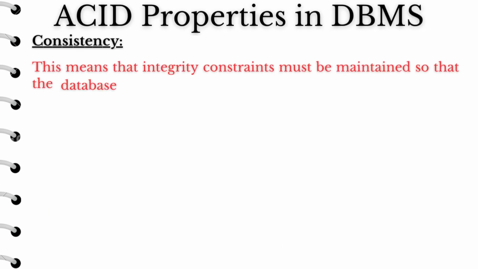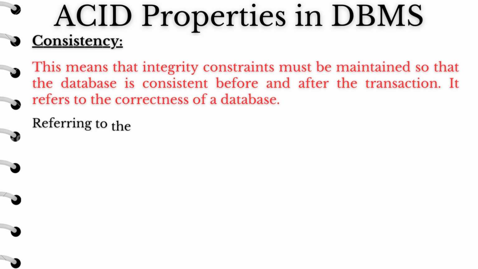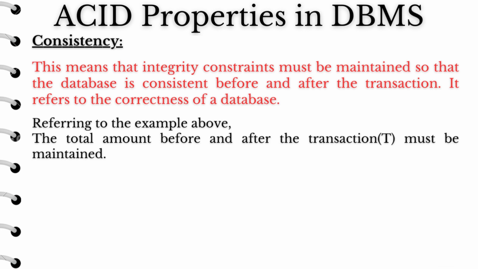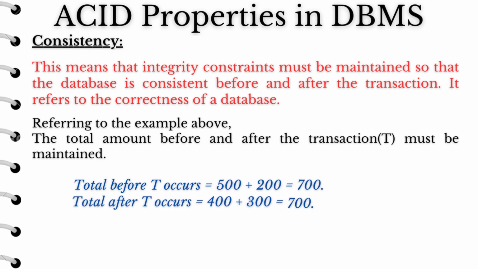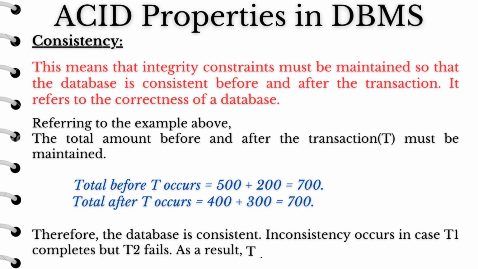Consistency. This means that integrity constraints must be maintained, so that the database is consistent before and after the transaction. It refers to the correctness of a database. Referring to the example above, the total amount before and after the transaction T must be maintained. Total before transaction T occurs equals 500 plus 200, which is 700. Total after T occurs equals 400 plus 300 equals 700. Therefore, the database is consistent. Inconsistency occurs in case T1 completes, but T2 fails. As a result, T is incomplete.